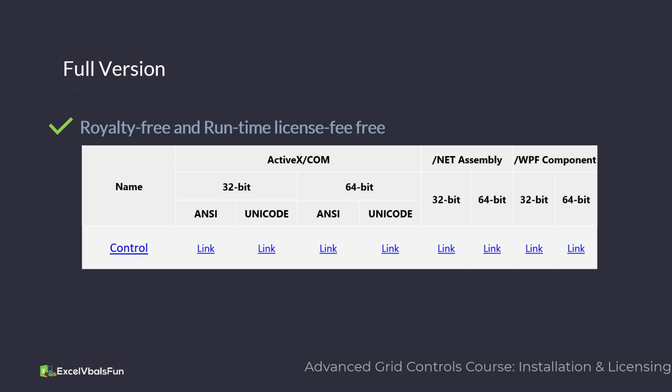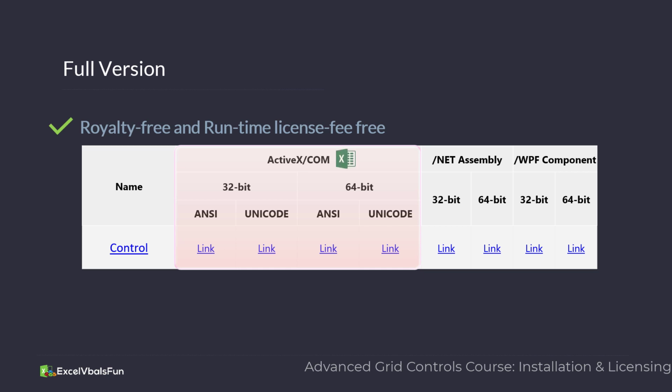Now, there are different versions. There's the ActiveX COM. That's the one we're interested in. There's also the .NET assembly or the WPF component that you can get. You can get it in 64 or 32-bit either way. Now, with the ActiveX and COM is the one that we're highlighting, the one we're talking about, because that's what Excel uses. It uses ActiveX components.